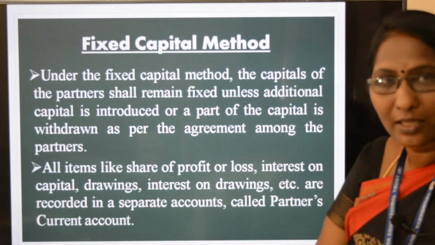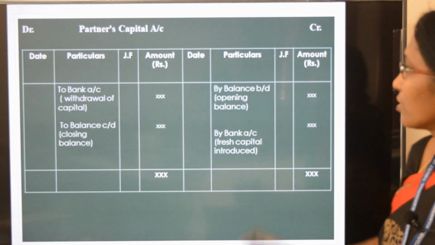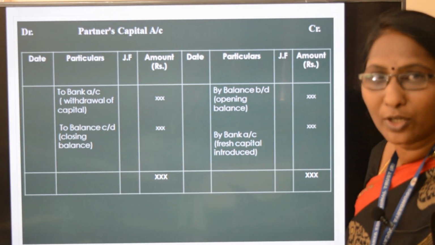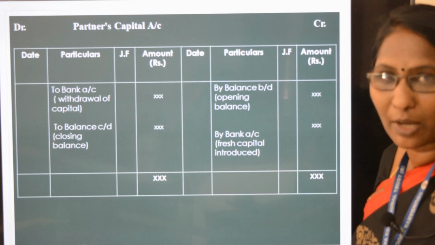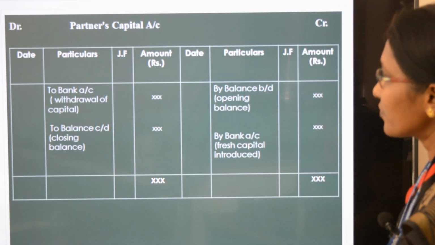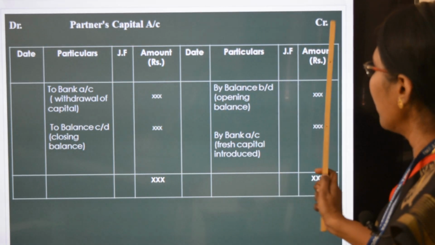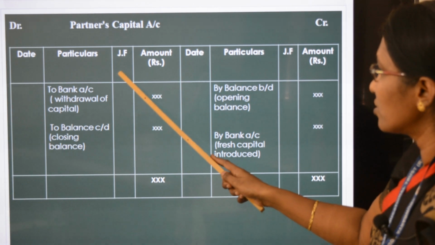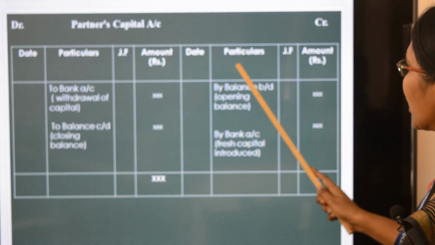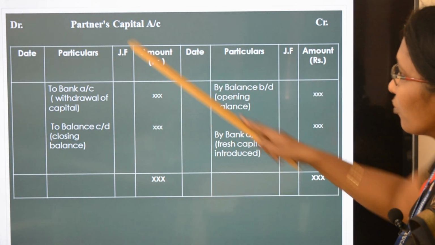We shall see the format. I already mentioned we have to prepare two ledgers in this fixed capital method. One is the partner's capital account. See this ledger table, how it should be. As usual, debit, credit, date, particulars, journal folio, amount. Till here it is for debit. Date, particulars, journal folio, amount. This is for credit.